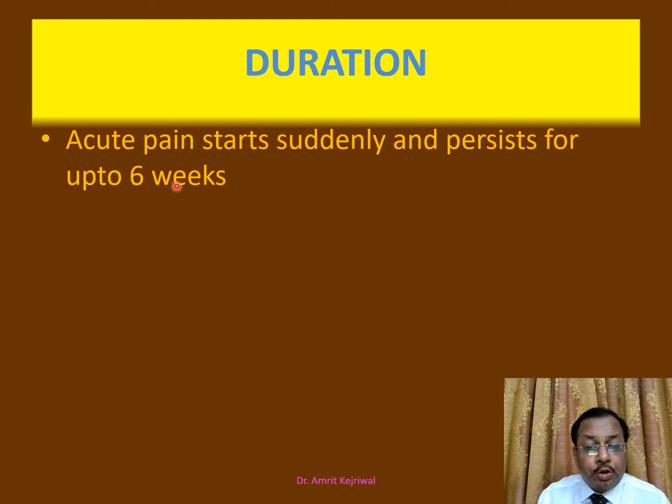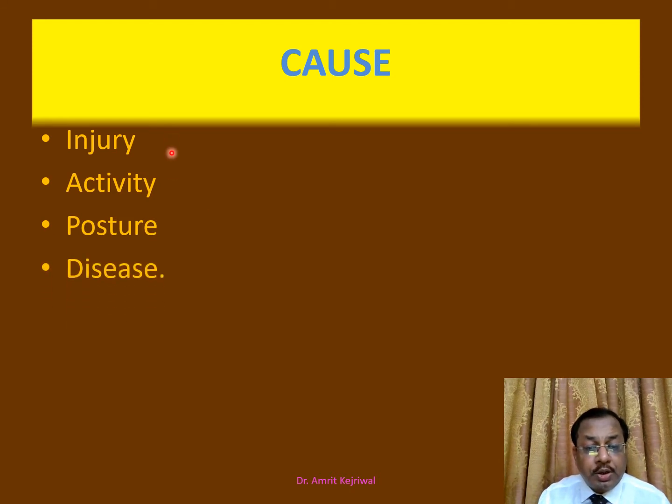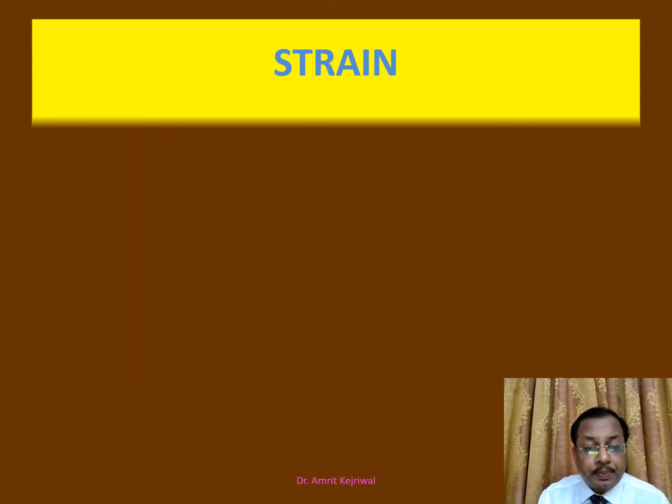Duration. Acute pain starts suddenly and persists for up to 6 weeks. Chronic pain lasts over 3 months. Causes. Again, injury, activity, posture, and disease. These are the various causes of backache.